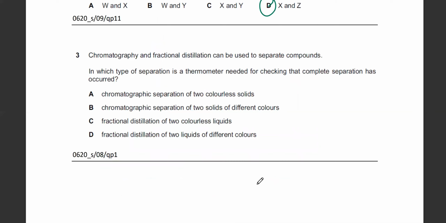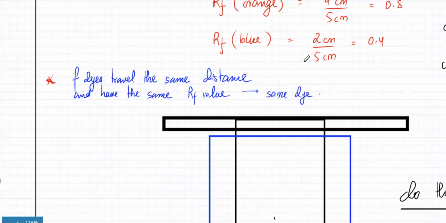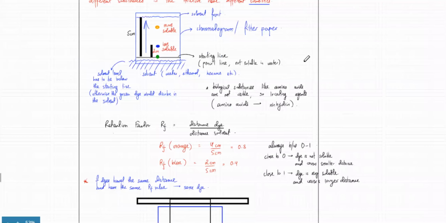Next one is: chromatography and fractional distillation can be used to separate compounds. In which type of separation is the thermometer needed for checking that complete separation has occurred? Do you need thermometers in chromatography? No. So anyways, you need thermometers for fractional distillation. We did fractional distillation.